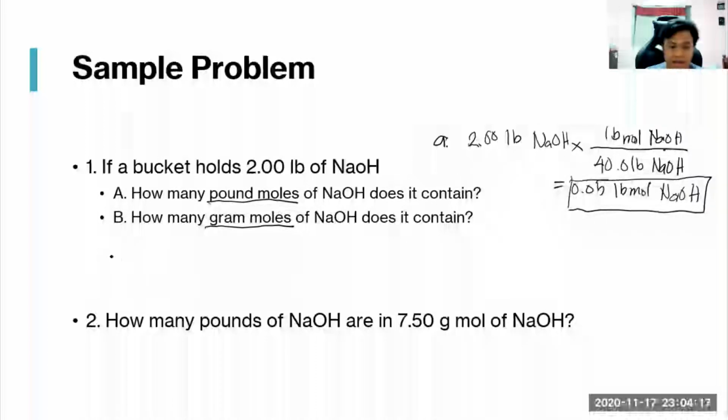In the second part, if you are like me, you can convert these pounds to kilograms and then to grams. It takes a long time, but that's how I solve it. If you are using the 454 gram moles per pound mole, it will be easier. But if you can't remember it, you can use this.